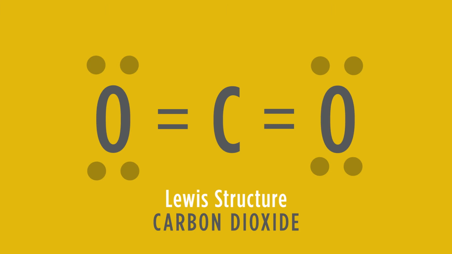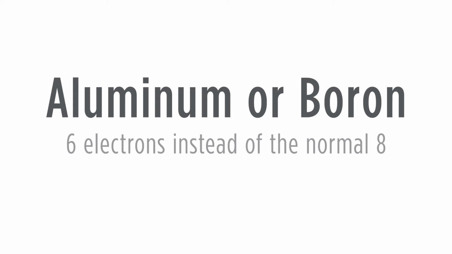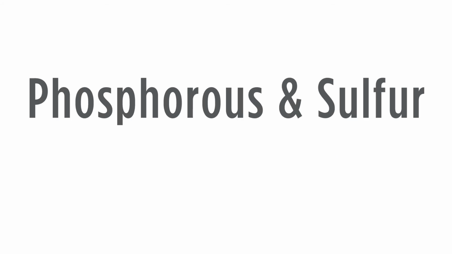For our last example, let's look at a molecule where the central atom does not necessarily follow the octet rule. A good example of this is aluminum or boron. Both of these can exist as stable molecules with only 6 electrons instead of the normal 8 that follows the octet rule. Another couple of examples of elements where you'll have stable ions or compounds where you do not follow the octet rule are phosphorus and sulfur. Both of these often are hypervalent, meaning that they have more than 8, such as in the case of sulfate.